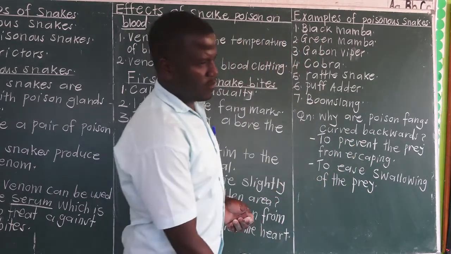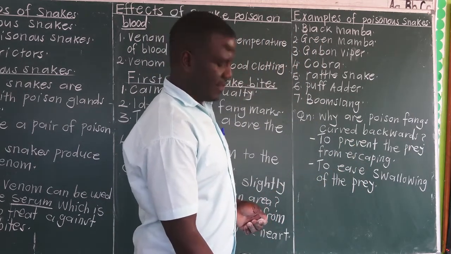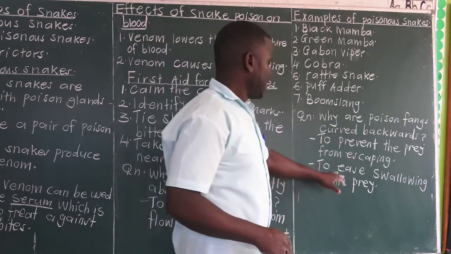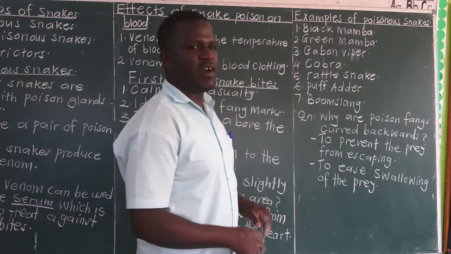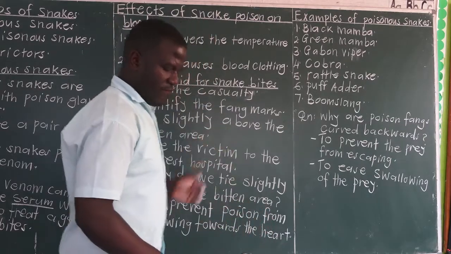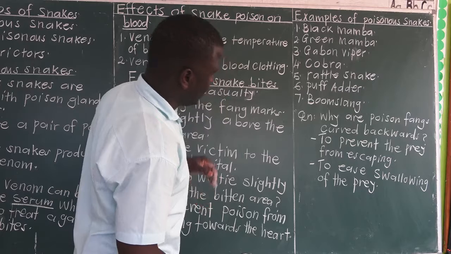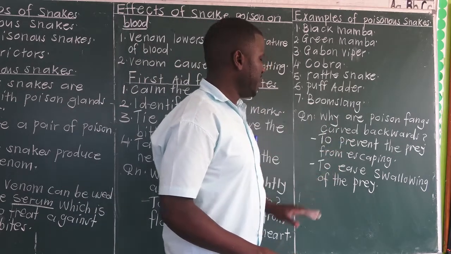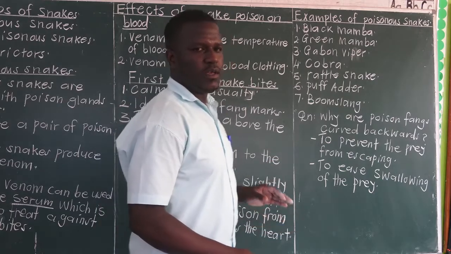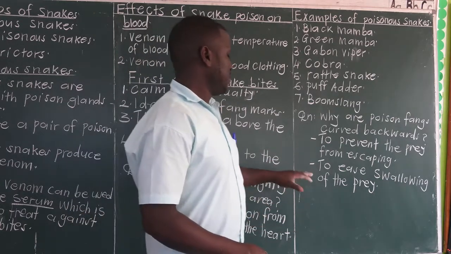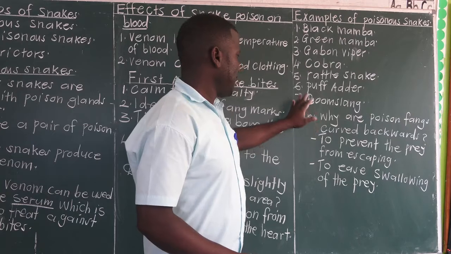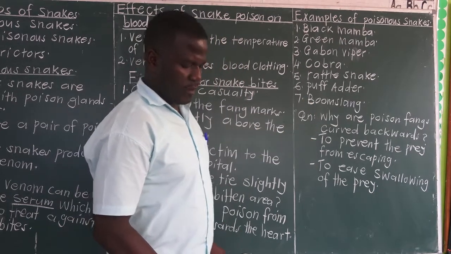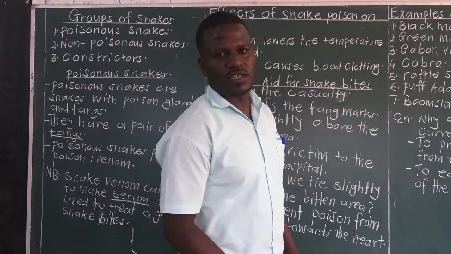If you look at the diagram showing a poisonous snake, you find that the poison fangs are curved facing backwards. Reason: to prevent the prey from escaping, and to ease swallowing of the prey. So that is about poisonous snakes. In our next lesson, we shall look at non-poisonous snakes and constrictors.